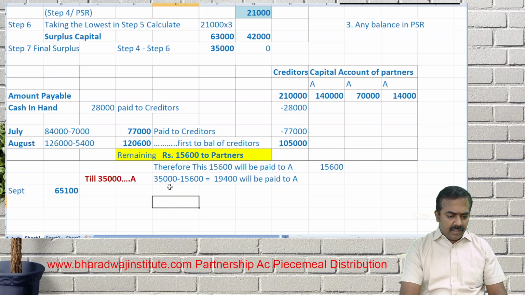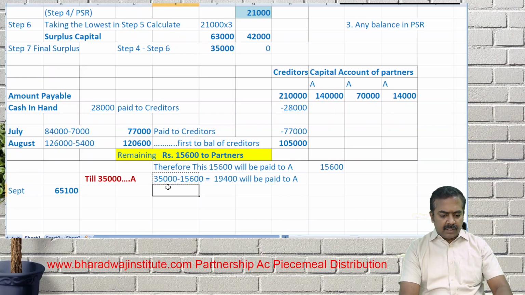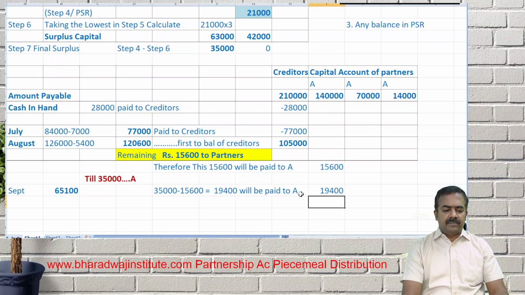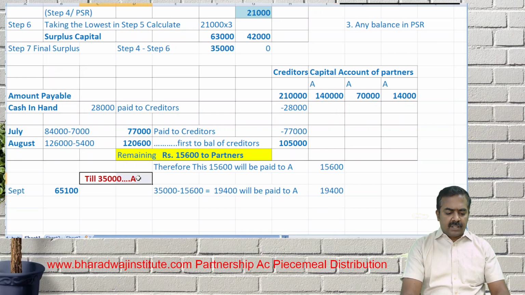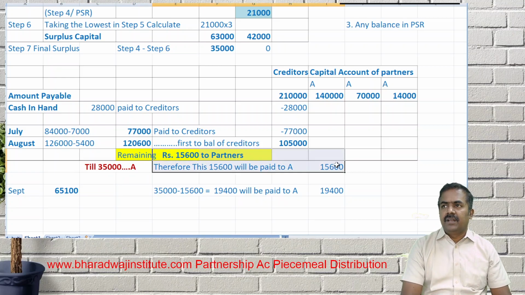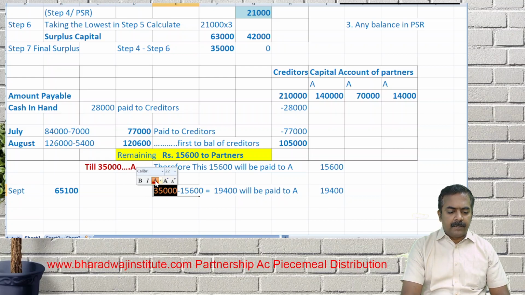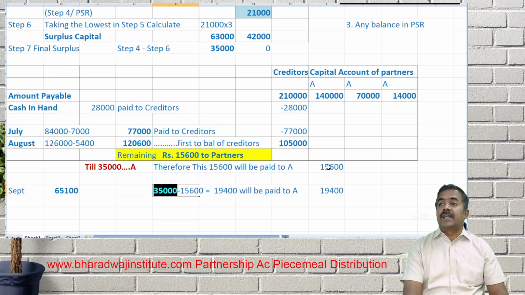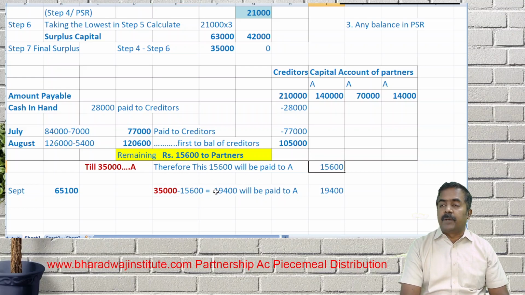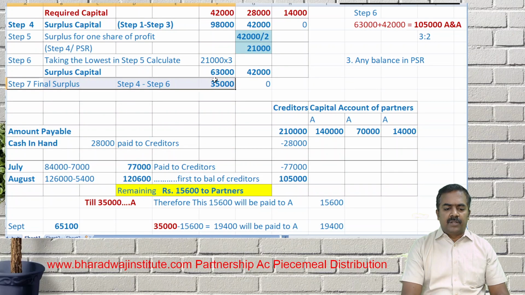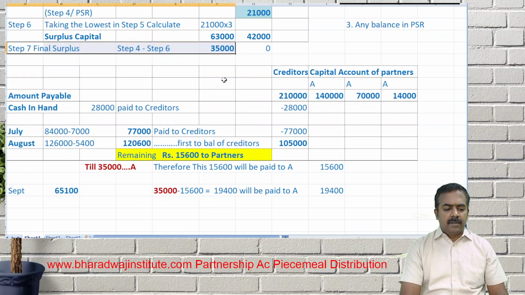So in this 65,100, how much will be paid? 19,400 will be paid to A. Once again I repeat. Till 35,000 it can be paid only to A. Therefore, this 15,600 can be paid only to A. Till 35,000, who should you pay? You should pay A only. So of this 35,000, how much is already settled? 15,600 is settled. How much balance should be paid? 19,400 will be paid to A only. Now add it up, 15,600 plus 19,400, how much has been paid? And the 35,000, the final surplus, is paid off.